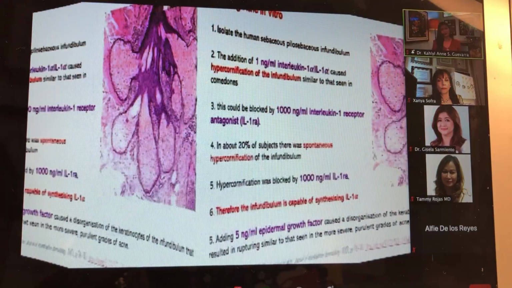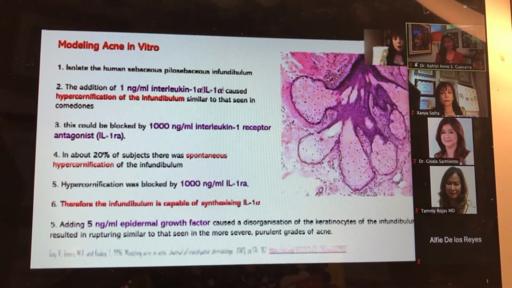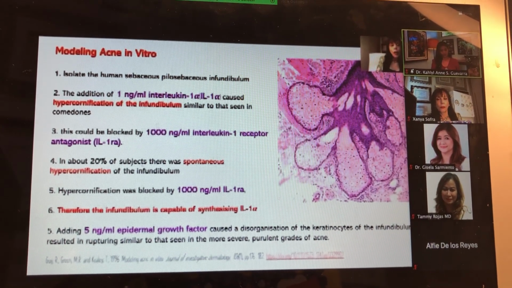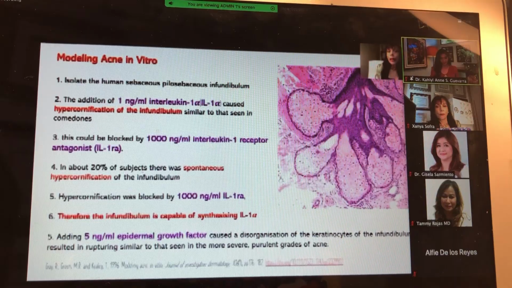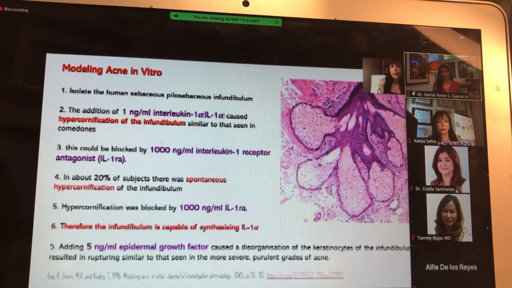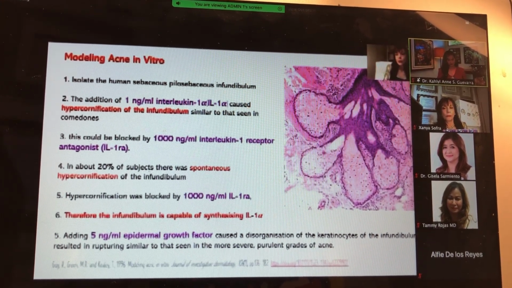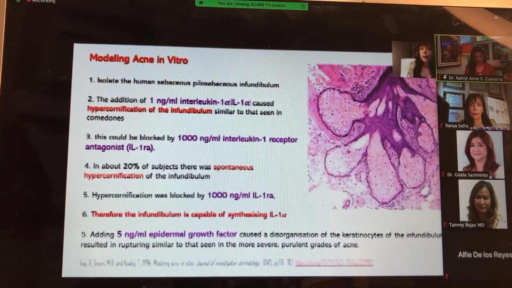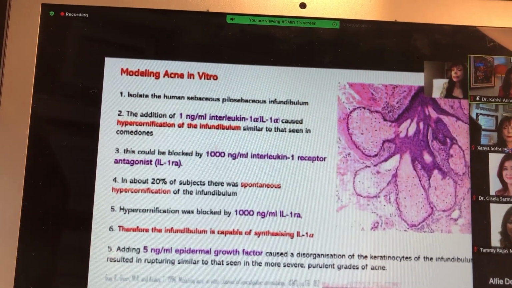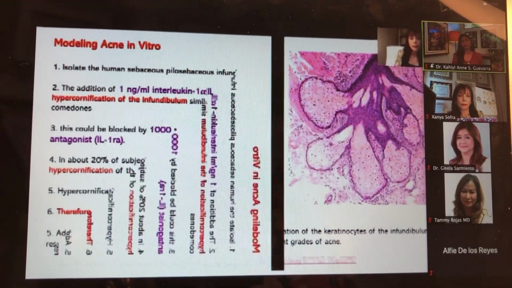This study modeled acne in vitro. They isolated the human pilosebaceous infundibulum, and they added interleukin 1A, which caused basically hypercornification. And that's what happens with comedones. And this could be blocked by 1,000 ng/ml interleukin 1 receptor antagonist. So basically, when you reduce the inflammation, the acne expression subsided.